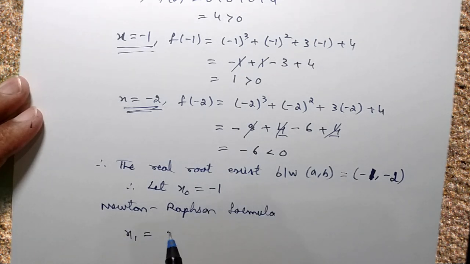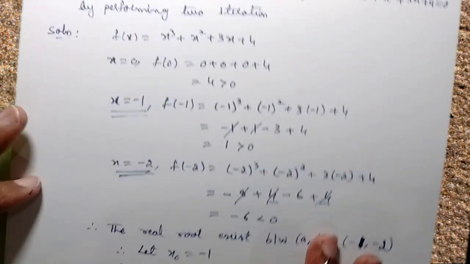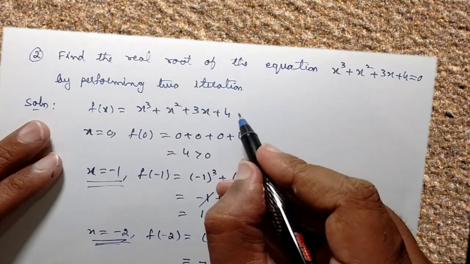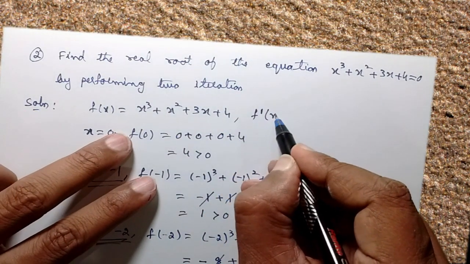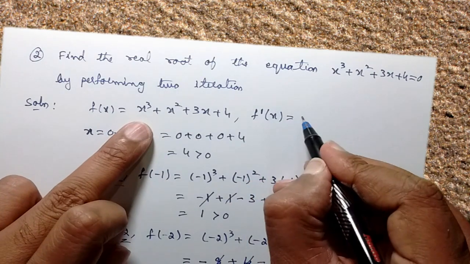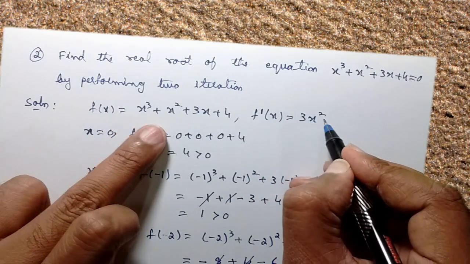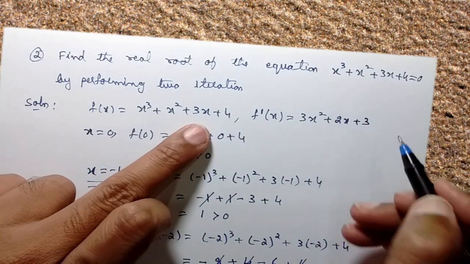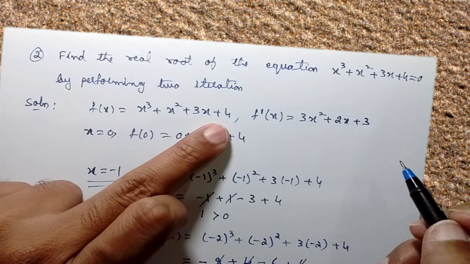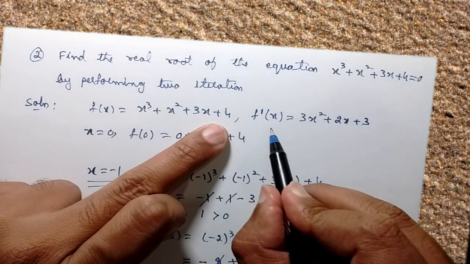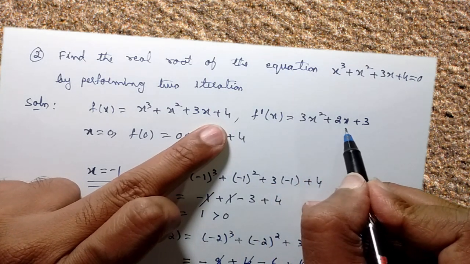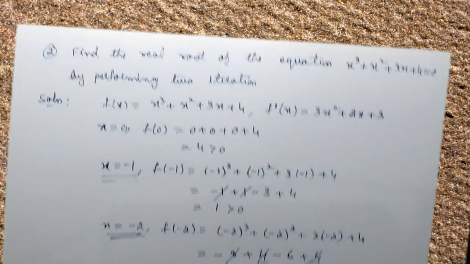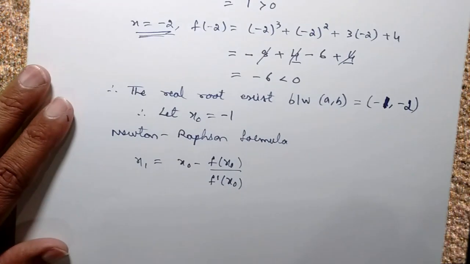x1 is equal to x naught minus f of x naught divided by f dash of x naught. So you have the function value over here. You need to even find out its derivative. f dash of x: the derivative of x cube will be 3x square, plus the derivative of x square will be 2x, 3 times the differentiation of x will be 3, plus the constant term, its derivative will be 0. So f dash you got 3x square plus 2x plus 3. So that you can substitute here.